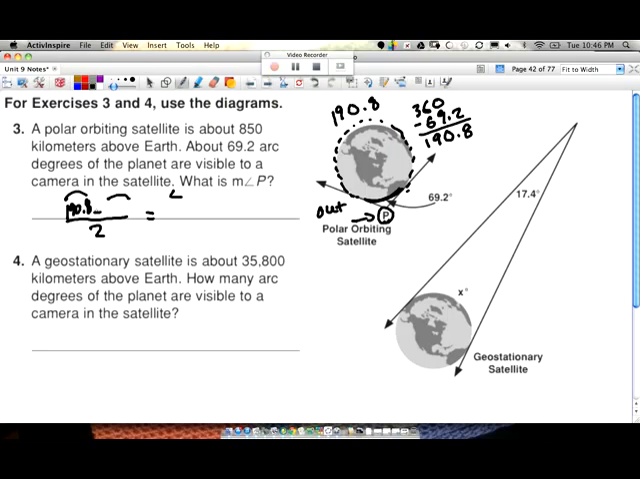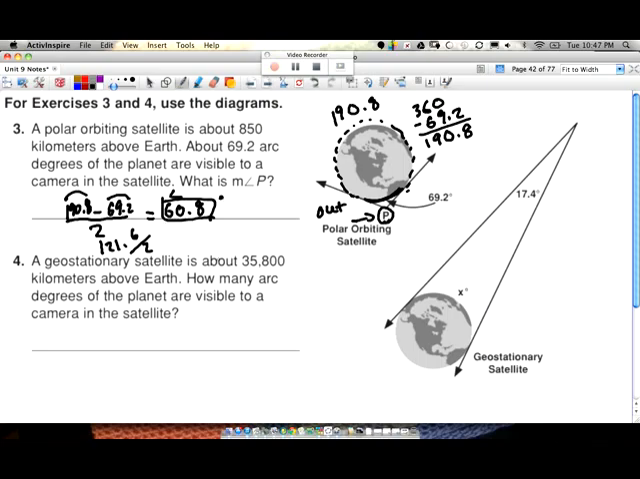So I have 190.8 minus 69.2. And if I subtract those, oh, what are we going to get? That's kind of crazy. That's 121.6. And then I got to divide that by 2. Alright, so that's going to go in 60.8. There we go.